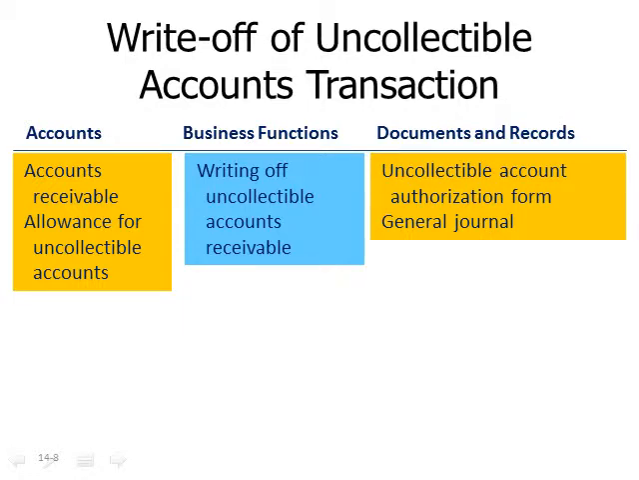For the write-off of uncollectible accounts transactions, we deal with accounts receivable and the allowance for uncollectible accounts. The business function is really the writing off of uncollectible accounts receivable, which means reviewing accounts receivable and determining which ones we are going to collect on and which ones we believe the customers will default on. And then the documents that are generated as a result of this is the uncollectible account authorization form, which essentially provides the approval or authority to write an accounts receivable off, and then the general journal, which evidences that write-off.